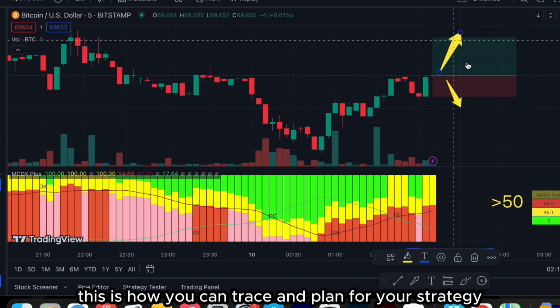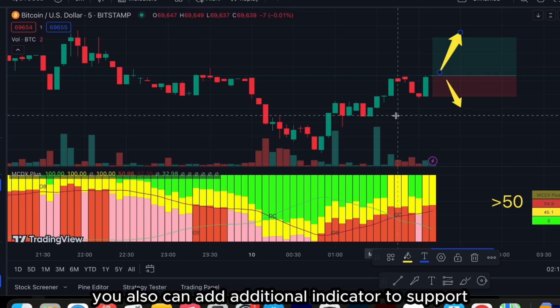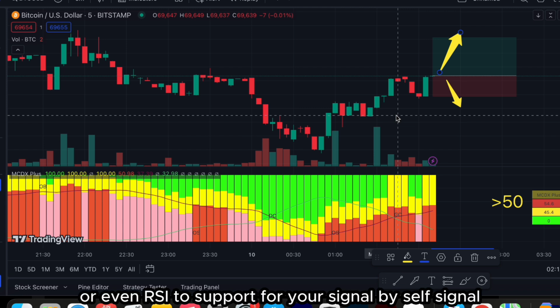So basically this is how you can trace and plan your strategy using this indicator. You can also add an additional indicator for support, such as MACD or even RSI, to support your buy and sell signal.